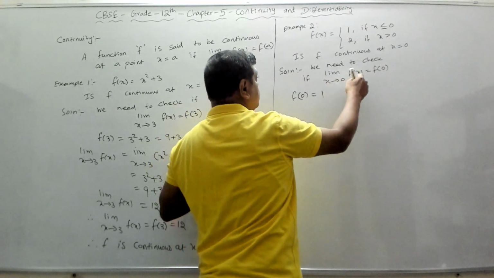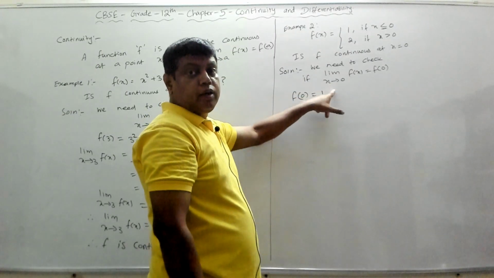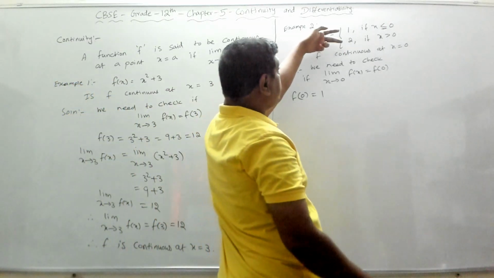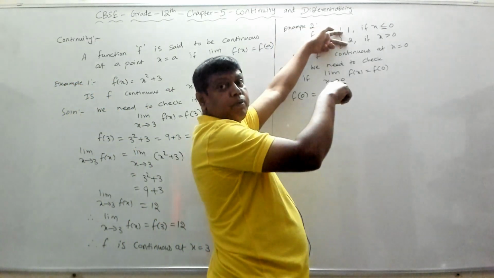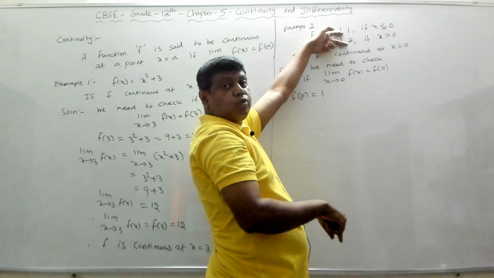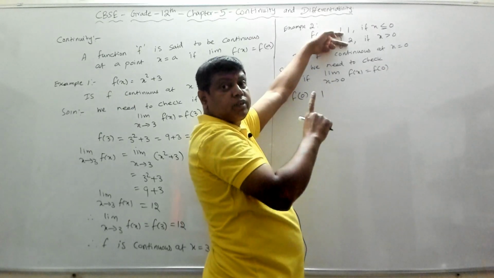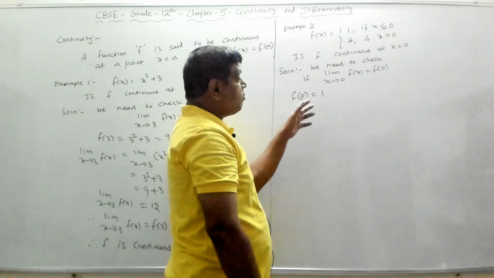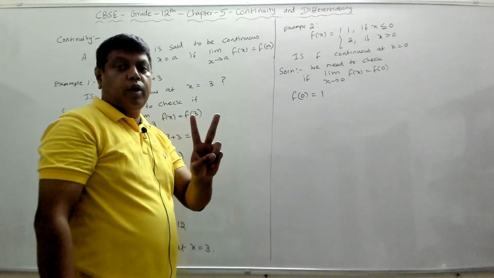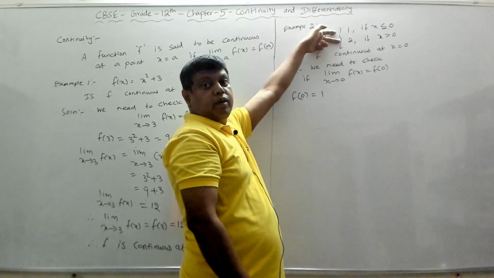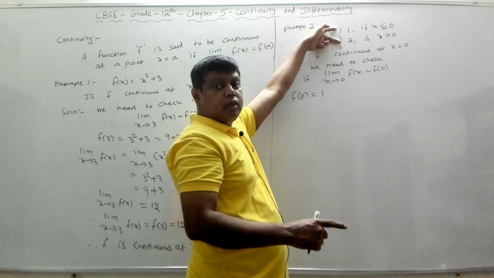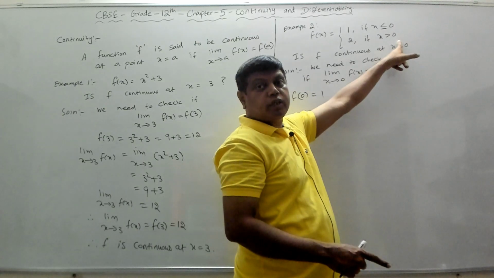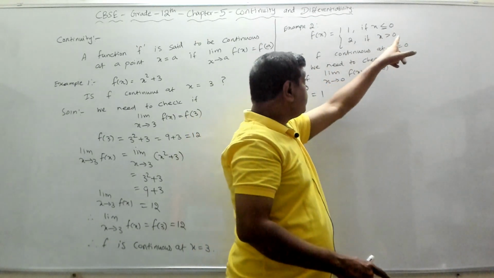Now to find limit x goes to 0, f of x, we must find the left hand limit and right hand limit. Why? The simple reason is that f has two definitions based on the value of x, and those two definitions are changing at what point? At the point x equal to 0. So we go for left hand limit and right hand limit on what condition? F should have two definitions, and those two definitions should change at the point x equal to 0, which is the point where we are checking whether f is continuous.